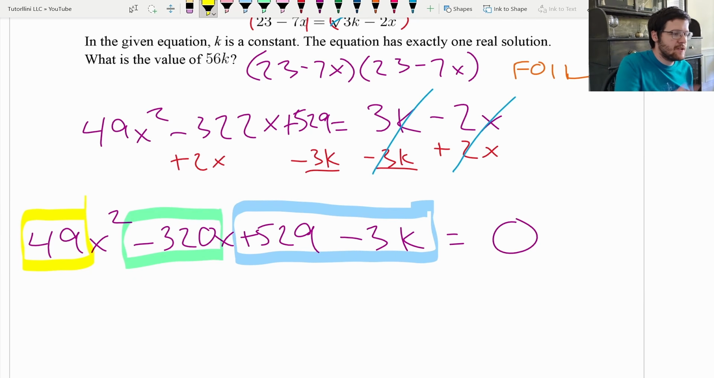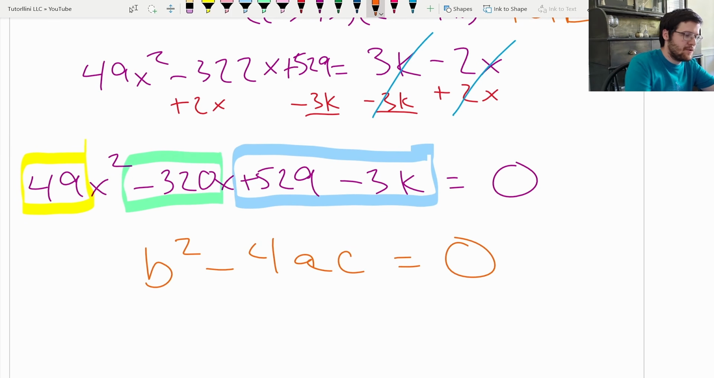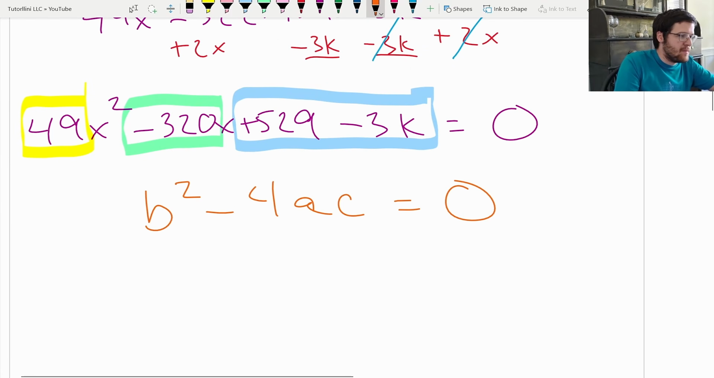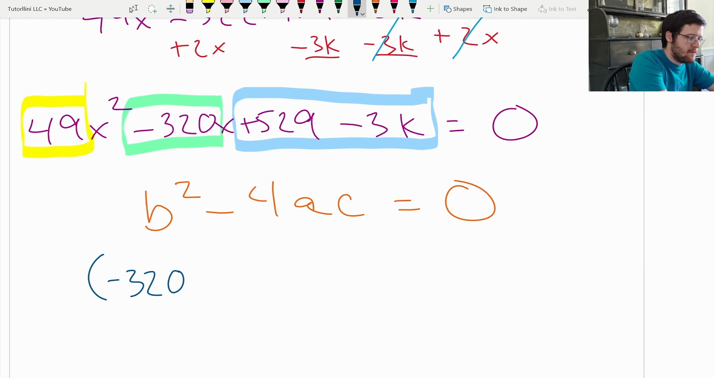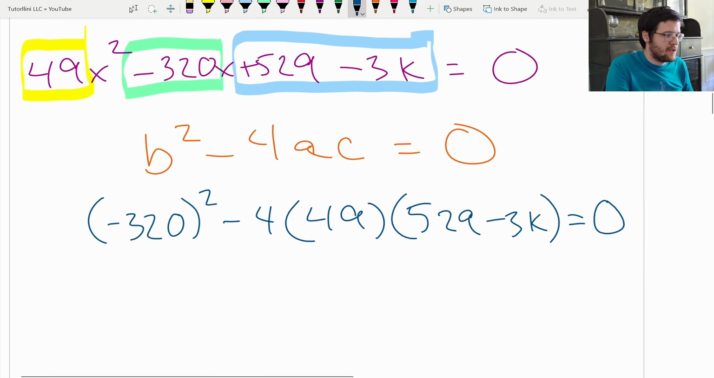So the question says that it has exactly one real solution. So if you watch that short, that means that the discriminant tells us that b squared minus 4ac is equal to 0. Okay, so b is the green, so we're going to do negative 320 squared minus 4 times a is 49, and then c is 529 minus 3k. So all those colors, I just put those in there.